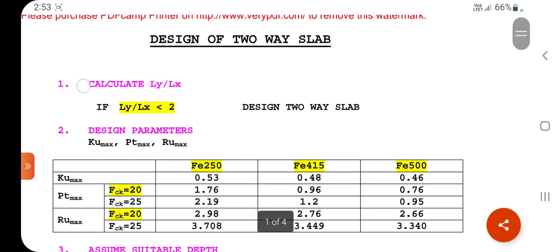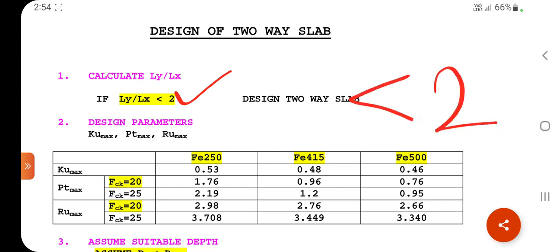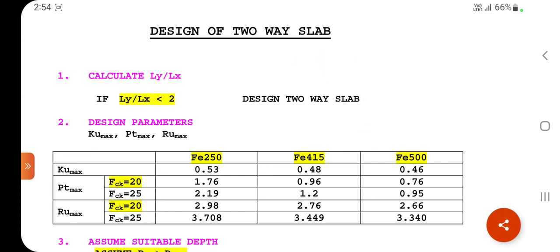In today's lecture, we are going to see the design of a two-way slab. Our first step to design the two-way slab is to calculate the ratio of Ly by Lx. If this ratio is less than 2, then we go for the design of a slab, that is, the slab is designed as a two-way slab.